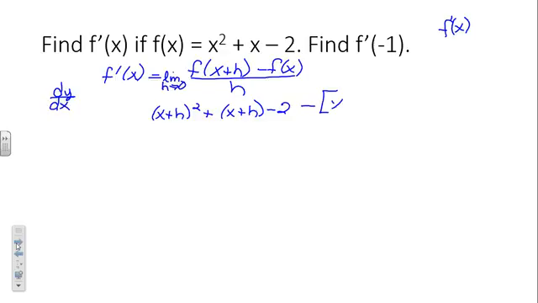Now we're going to put in x squared plus x minus 2 all over h. For the second one, we're taking our f of x plus h and we're taking away our f of x. So this is the first one with x plus h everywhere we saw x. This is the second one with x wherever we see x, all over h.